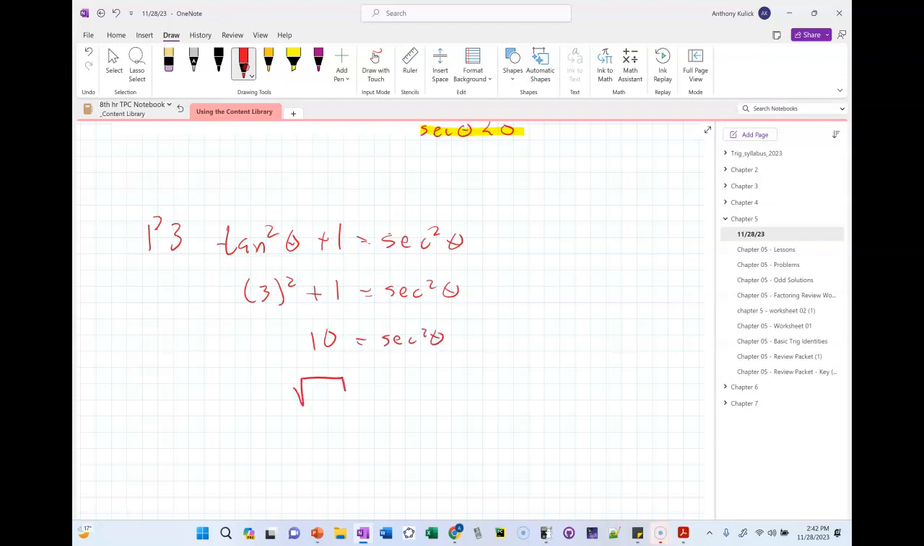I square root both sides to get the secant by itself. And then I know that secant is negative, so I can drop the plus from the plus or minus and just write that as negative root 10. And then equivalently, I know that secant and cosine are reciprocals. So I know cosine should be negative 1 over root 10.